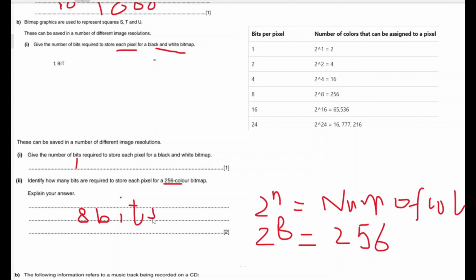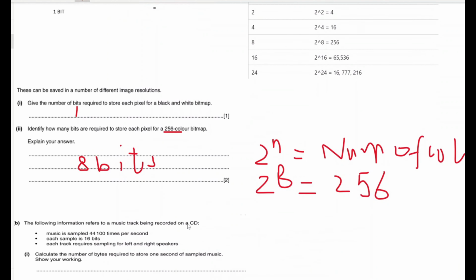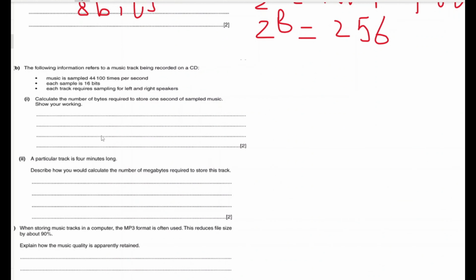Okay, I hope this is clear. So you can say that each color is represented by one of the 256 values, right? How? Because 2 raised to power 8 equals 256. So when you are explaining, you can write this point over here, and this point also over here. Okay, next question is, the following information refers to a music track being recorded on CD.